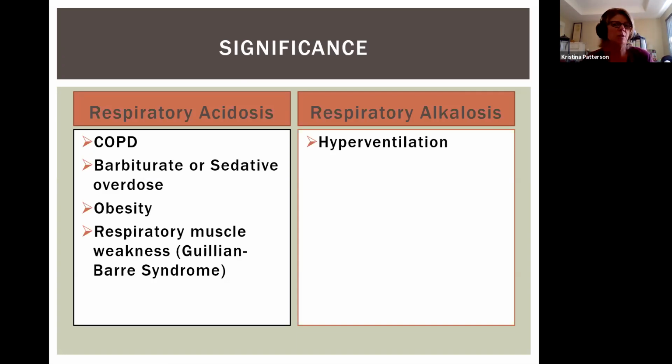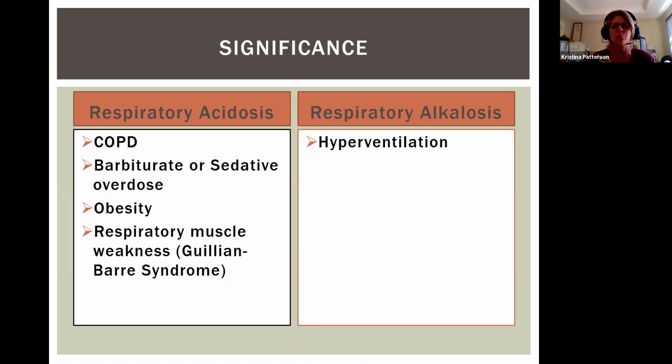Respiratory acidosis will include patients like your COPDers. Basically, COPDers have a chronic lung limitation and they're not able to breathe out long enough. That's why we teach them pursed lip breathing to really focus on blowing off the CO2, because they are CO2 retainers. That's why they're in respiratory acidosis.